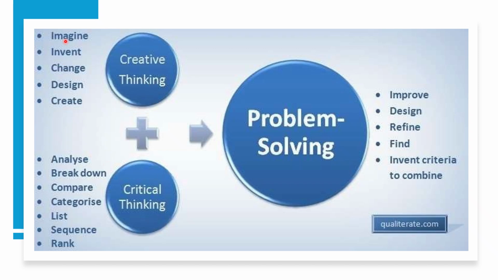Creative thinking involves these set of actions: imagine, invent, change, design or create. Critical thinking involves the implementation phase, putting these into action. What are the things necessary? We try to analyze, break down, compare, list, and categorize. All these are the actions we perform under the umbrella of critical thinking. Both together help us to find a solution to any kind of problem.